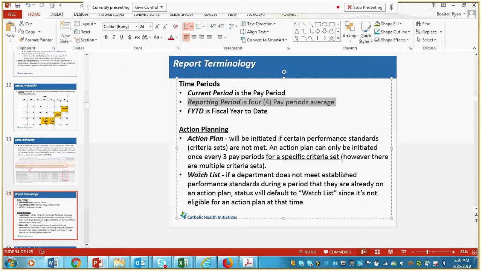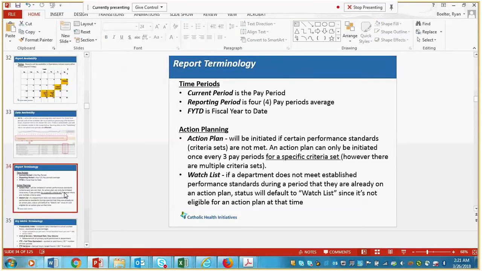But each period, if you're not meeting those criteria, the system will designate your department as the watch list, meaning you're not meeting that standard. And if you're eligible at that specific time, then the department would go on an action plan. If you're not eligible, then it would just designate the department as on the watch list, meaning you're still not meeting the criteria, but you weren't eligible for an action plan. And we'll talk about that a little bit more, but you will see this watch list term pop up on some reports, so I wanted to point that out ahead of time.